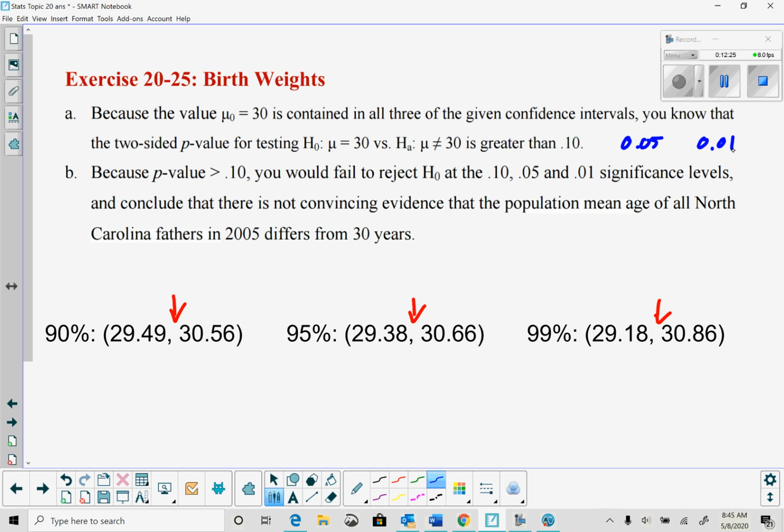Okay? Part B then, based on your answers in Part A, summarize your conclusion from that test and the p-value. Because that p-value has to be greater than 0.1, we would fail to reject the null hypothesis at all the different significance levels and say that we do not have convincing evidence that the population mean age of all North Carolina fathers back in 2005 is something other than 30 years.